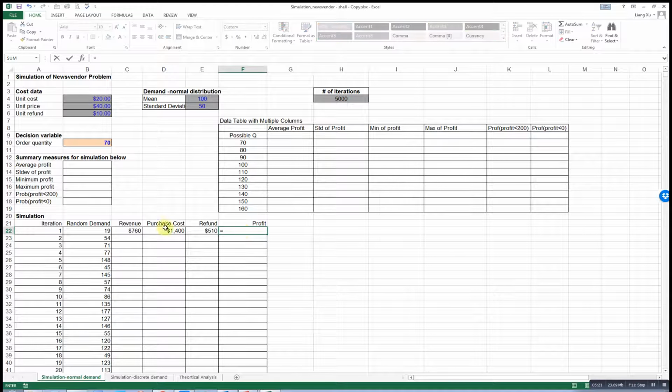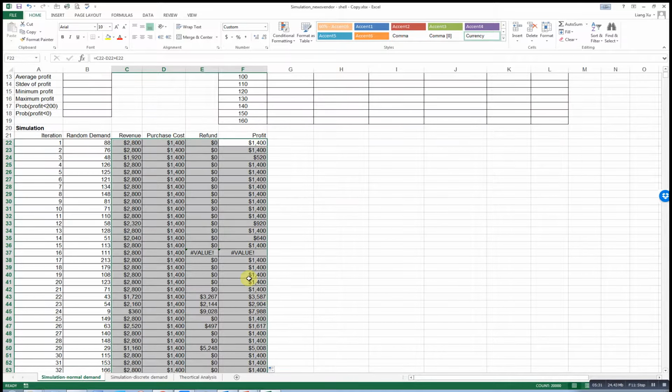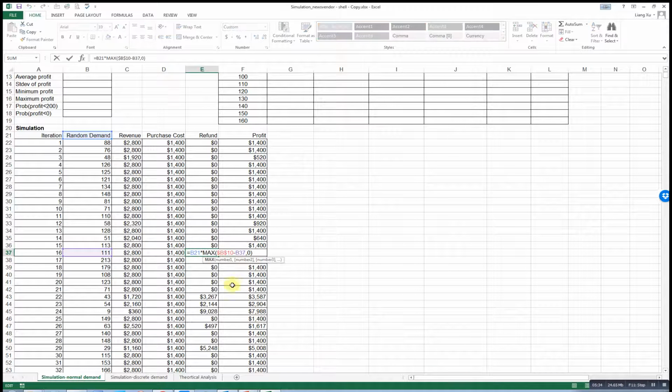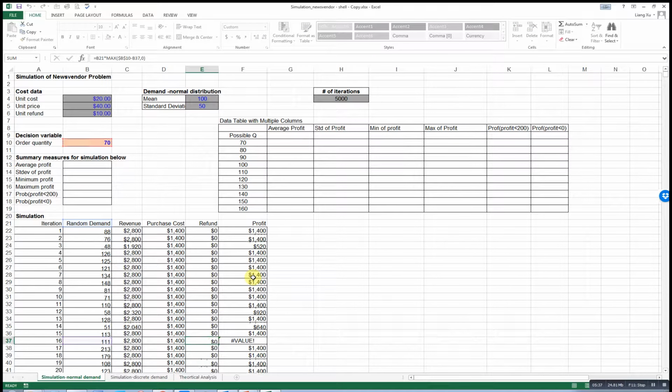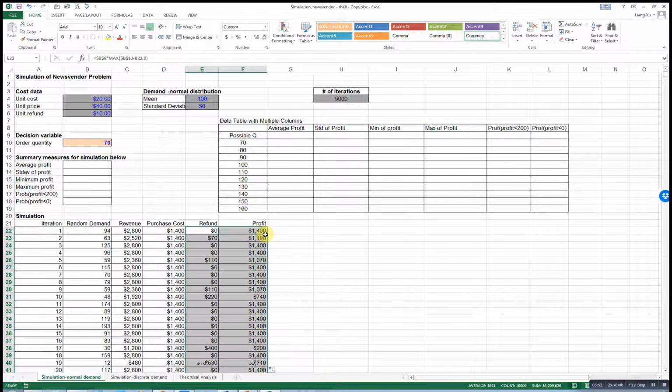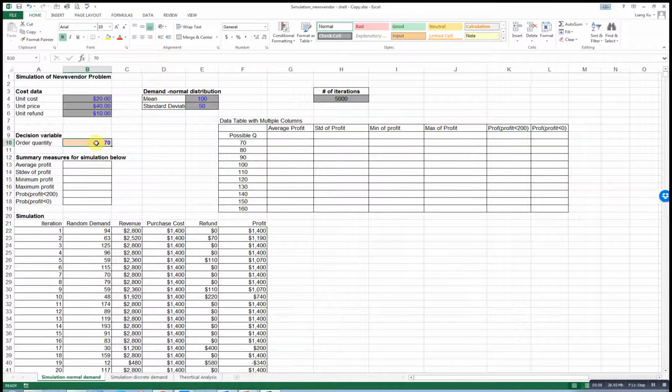This is the profit, and we double click this. Then we get a profit. Oh, we get an error here. What's going on? It seems I made a mistake. Yes, but don't worry. Oh yes, because I didn't lock the unit refund. So let's lock this. Then we double click this. Then we get a value. Great. So now every time you place a new order, an order quantity that is different from 70, then the profit in different cases will be different.